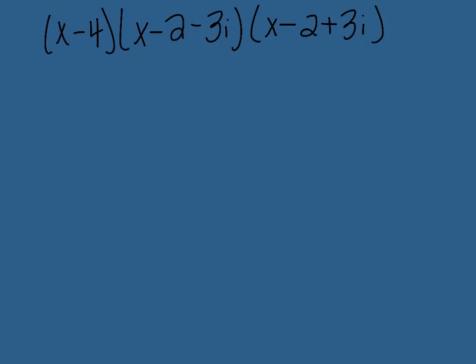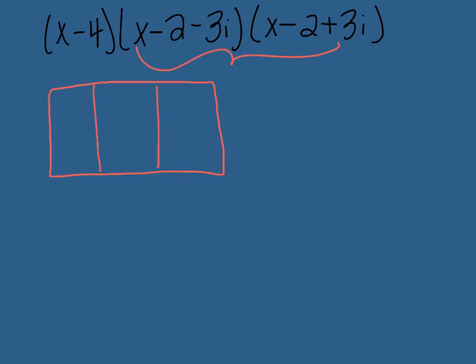So here we are, we have our 3 factors, x minus 4, x minus 2 minus 3i, and x minus 2 plus 3i. The first thing I'm going to do is actually multiply these two together. It will make things a lot easier, and of course a lot easier on you. So I'm going to make a box. Again, this is your own choice how you want to multiply it out. I'm just going to use a box because it makes everything a little bit more organized. So when I write this out, I want to have x minus 2 minus 3i here, and then x minus 2 plus 3i.